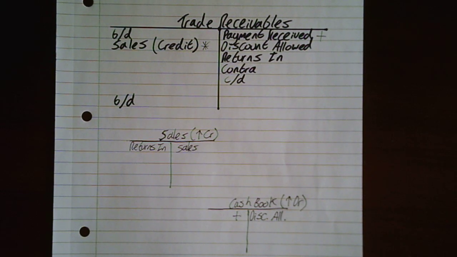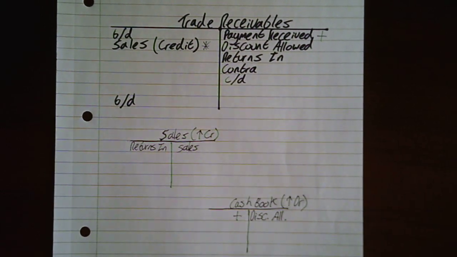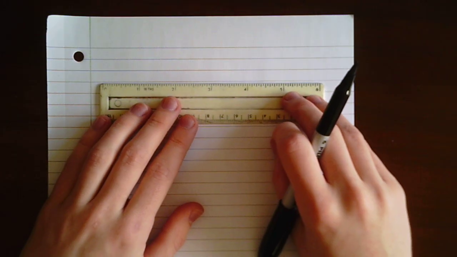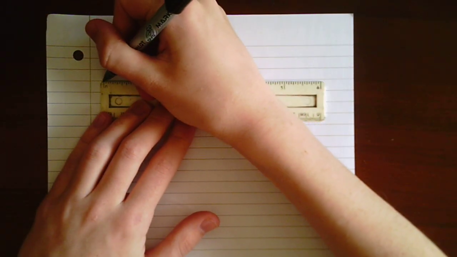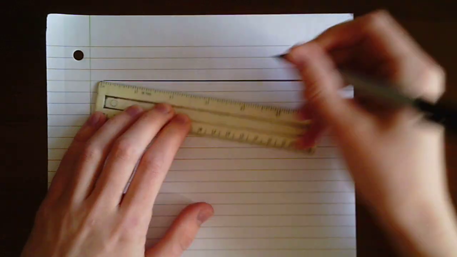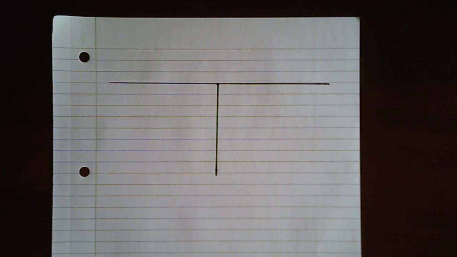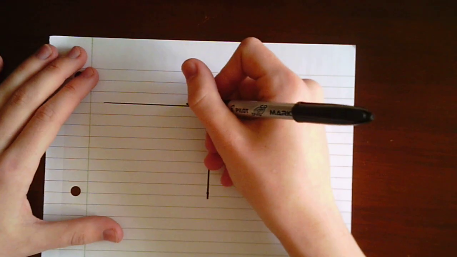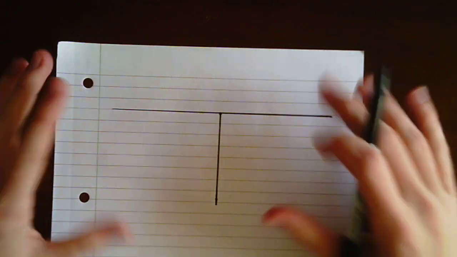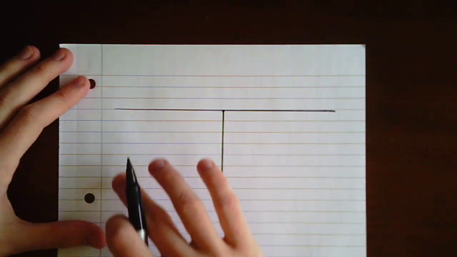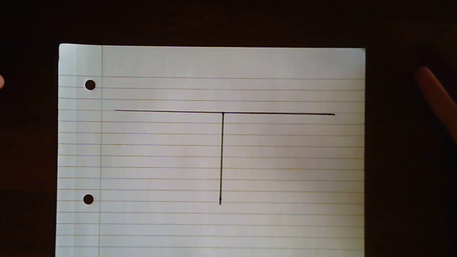Okay, right. Why does sales go up on the credit? Well, I was taught a little trick in my first year, and it's probably the most helpful thing I've ever been taught in accounting. It's to do with T accounts and why they go up on certain sides. If you can master this, you can probably master anything in A-level accounting. So this is just a T account. What goes up on the debit, just generally?